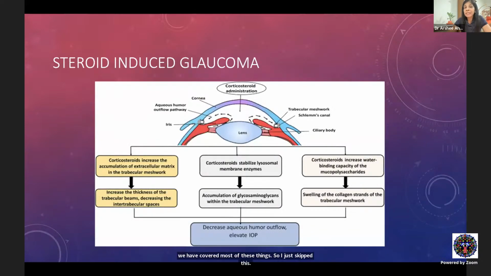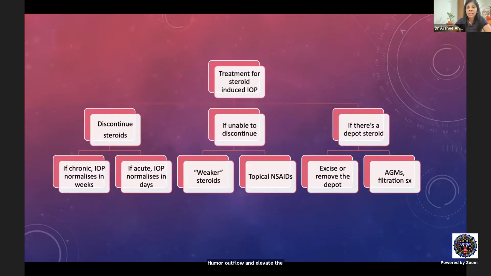And a quick word on steroid-induced glaucoma. So steroids basically tend to produce a lot of biochemical and morphological changes in the trabecular meshwork. All of this leads to a decreased aqueous humor outflow and elevates the intraocular pressure. So the treatment for steroid-induced IOP rise would be, first, logically, to discontinue it. If you're not able to discontinue it, you can shift the patient to weaker steroids, which have less propensity to cause IOP rise, or shift to non-steroidal agents.